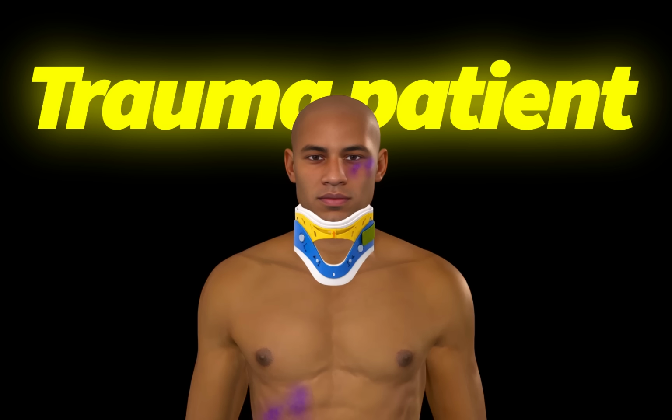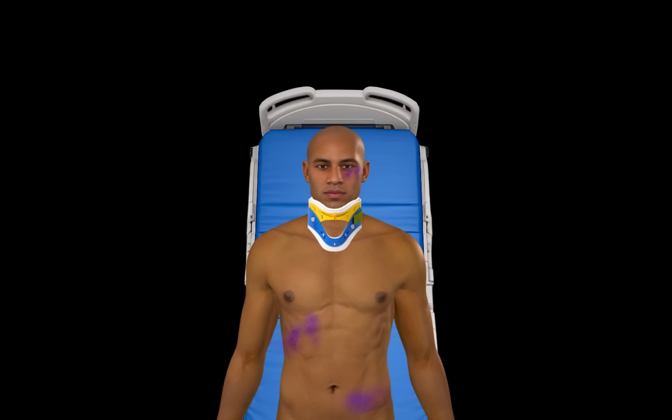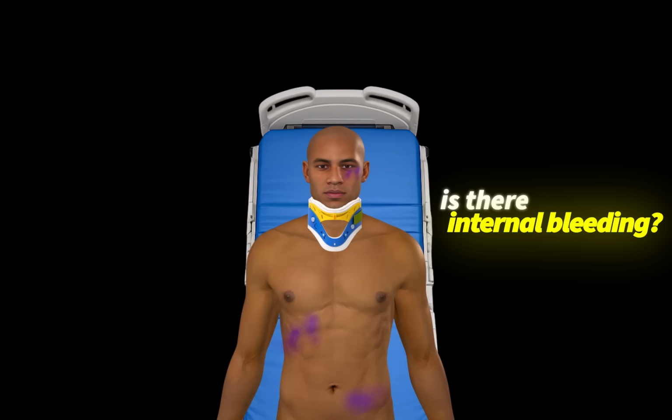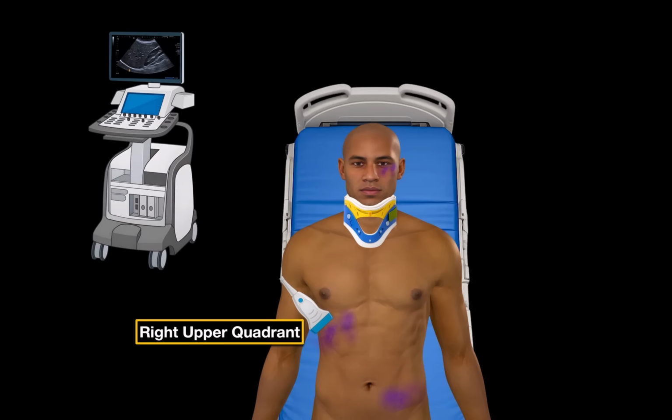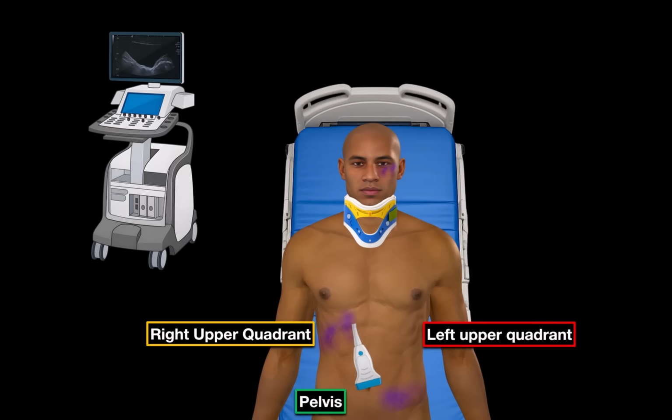This is a trauma patient, and right now you need to know one thing. Is there internal bleeding? So you grab your ultrasound probe and check 4 spots: the right upper quadrant, the left upper quadrant, pelvis, pericardium. But why those specific points?